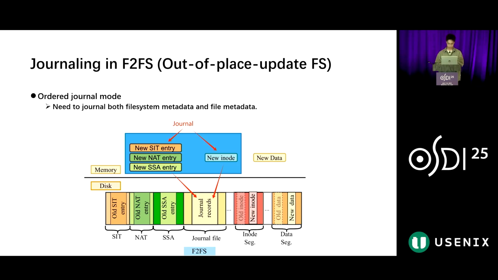So if we adopt the ordered journal mode for F2FS, obviously we need to journal both the file system metadata and file metadata. And there will be more I/O overheads and journal overheads induced. And if we only journal the inode like ext4 does, we cannot do the correct recovery, because after we recover the new inode with the inode journal, the outdated file system metadata still points to the old inode.